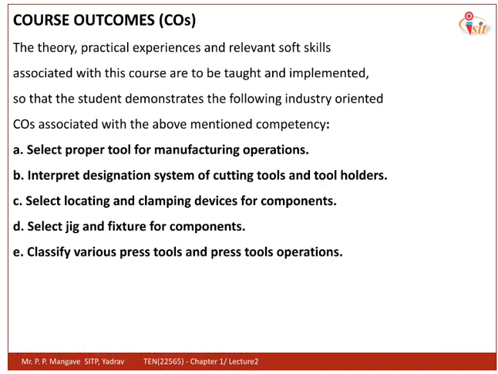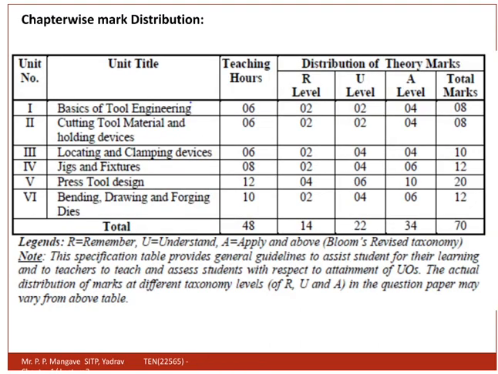The next course outcome is that you will be able to classify different types of press tools and different press tool operations. And last, you can select a simple die, that is for bending, drawing and other applications. Coming to the chapter wise mark distribution, the first chapter carries 8 marks, the second 8 marks, the third chapter is for locating and clamping devices, for 10 marks, the fourth chapter is jig and fixtures, for 12 marks, press tool design, an important chapter, is for 20 marks, and the last chapter carries 12 marks.